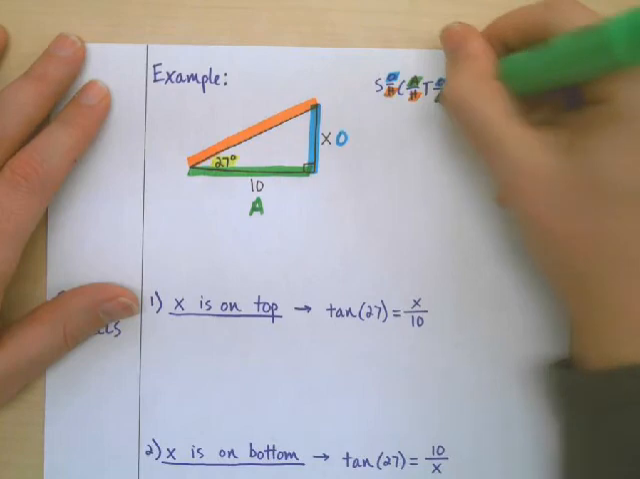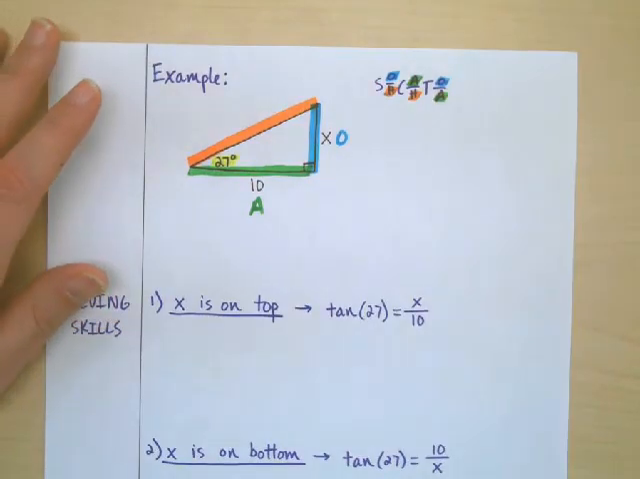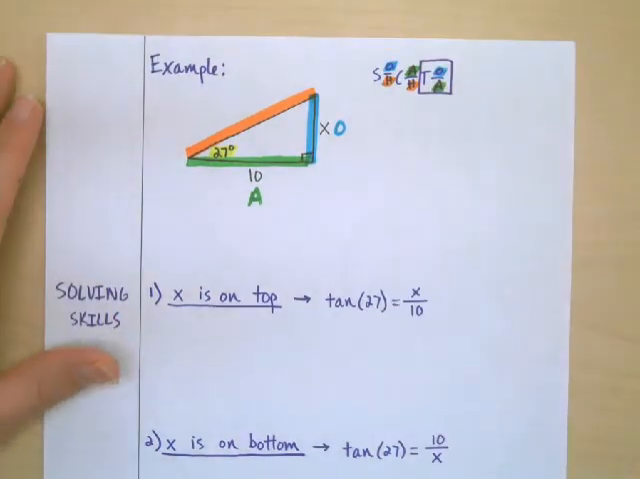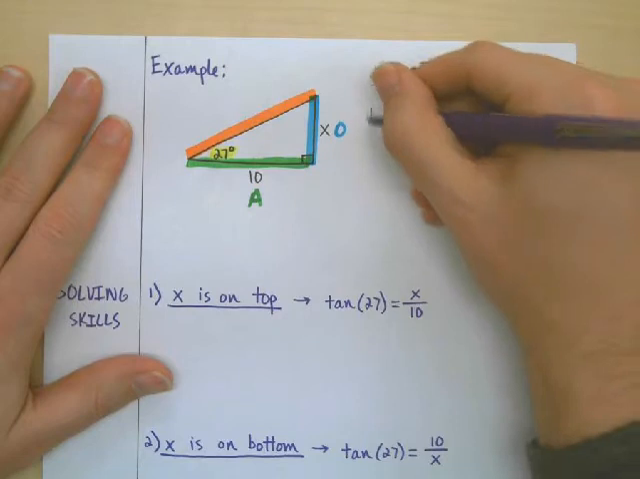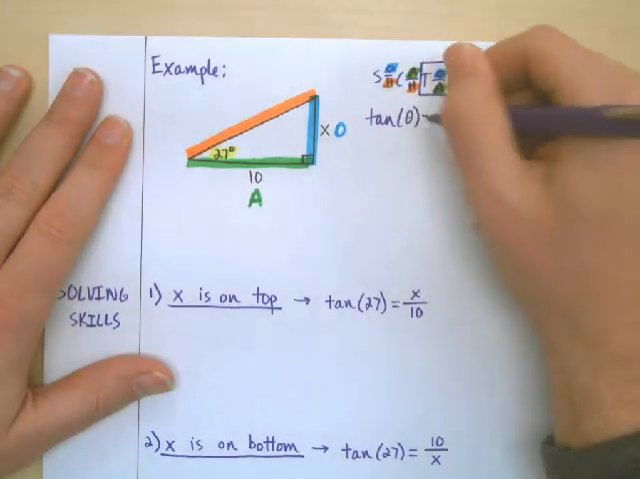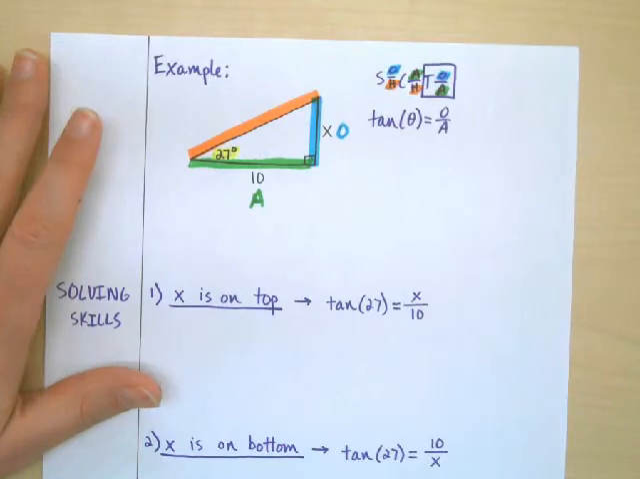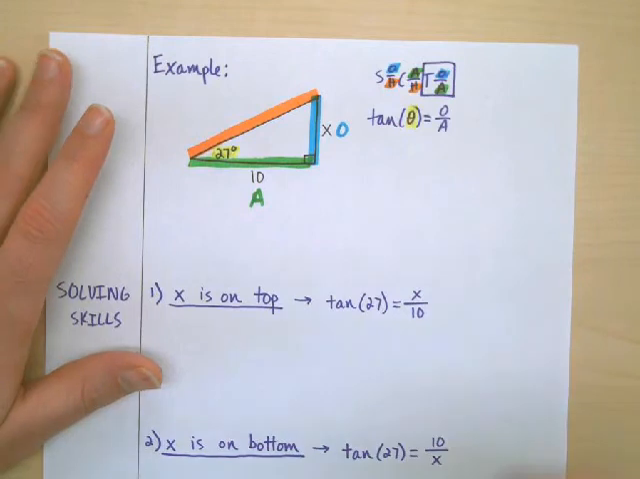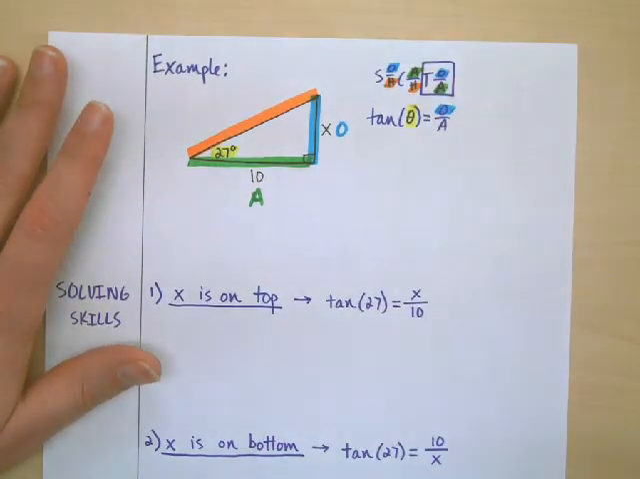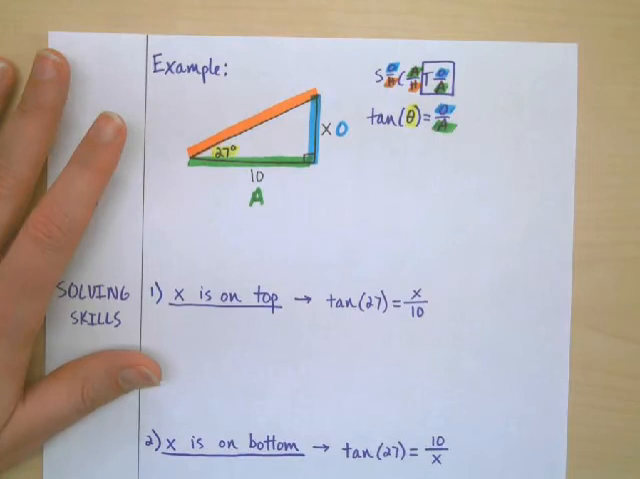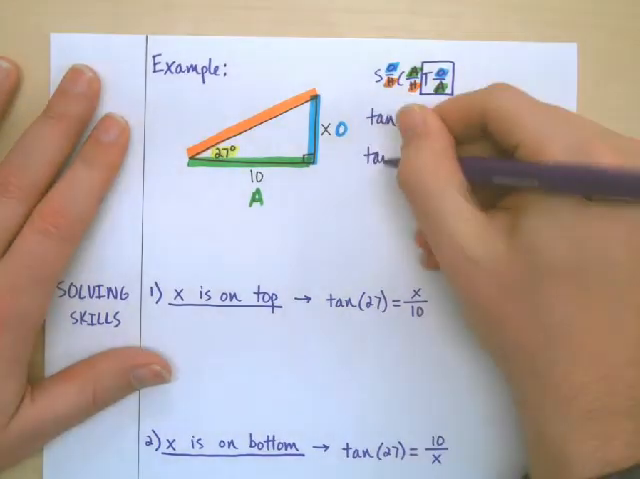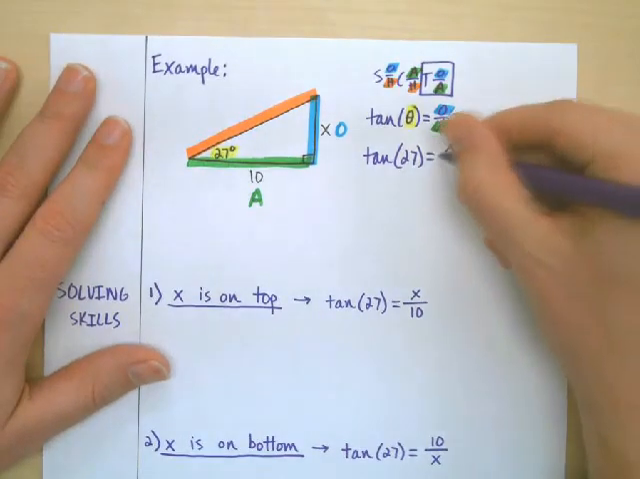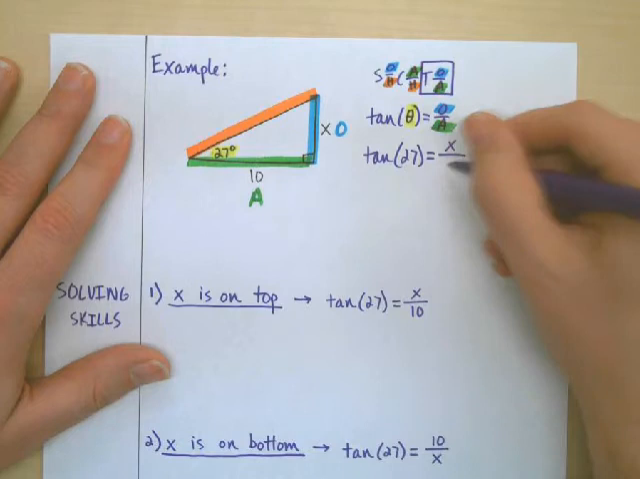The part of Sohcahtoa that uses O and A is toa, tan, tangent. So we're going to set up tangent like this. Tan parentheses theta equals O over A. We're going to substitute for theta. We're going to substitute for O. And we're going to substitute for A. For theta, I'm going to use 27. For O, I'm going to use x. And for A, I'm going to use 10.